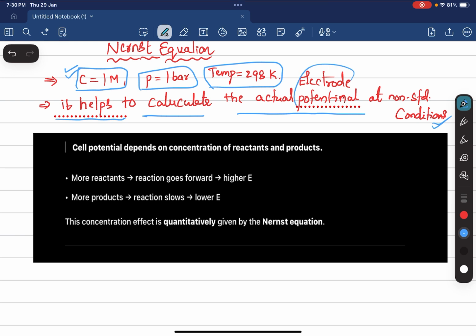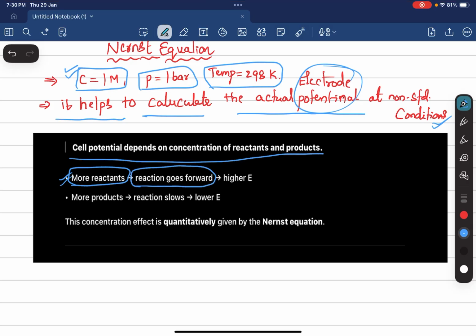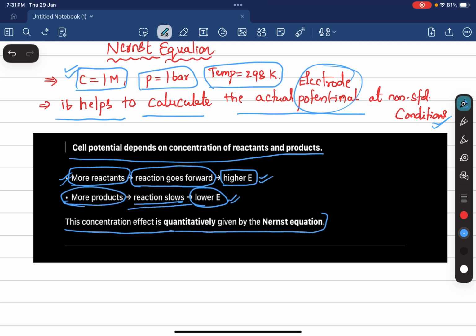See, this cell potential mainly depends on concentration of reactants and products. The more the reactant concentration, reactants collide more and the reaction goes forward more, so there is a higher E cell value. How, we can discuss with the mathematical equation. More product concentration means the reaction moves slowly and lower the E value. That itself decides spontaneous or non-spontaneous. So this concentration effect is quantitatively given by the Nernst equation. This is the important point to understand.